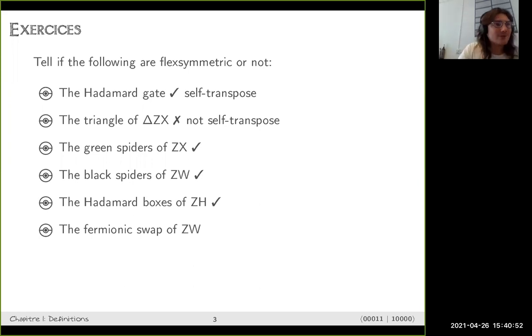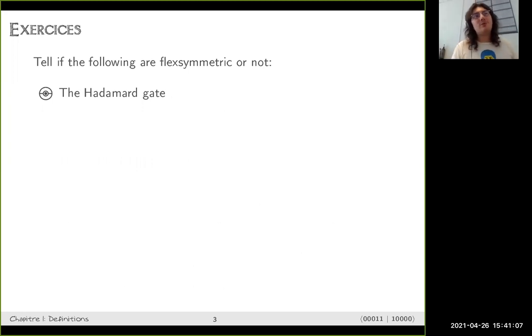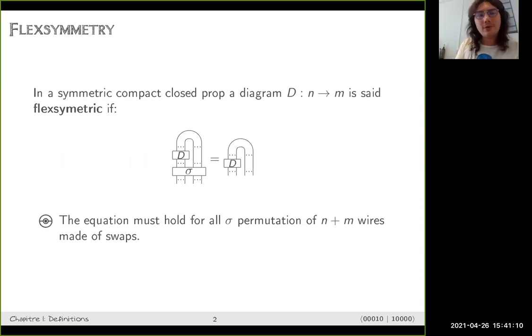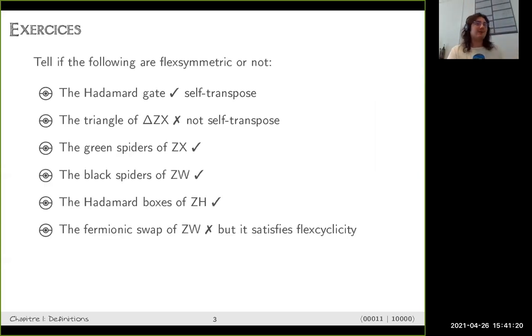Yes, that's exactly it. So the answer is no. I need to say out loud what's happening in the chat because this might not be recorded. Someone said no, only up to cyclic permutation. And that's right. In fact, you can weaken flexsymmetry and say you only allow cyclic permutation. And yes, the swap and the fermionic swap will satisfy this weaker property. But in this talk, I will just speak about flexsymmetry and not flexcyclicity. And finally, the white spider of graphical linear algebra, of interacting Hopf algebras.